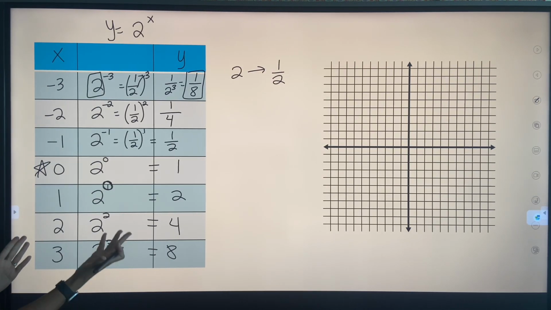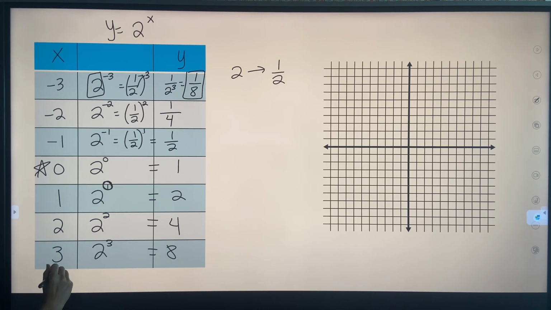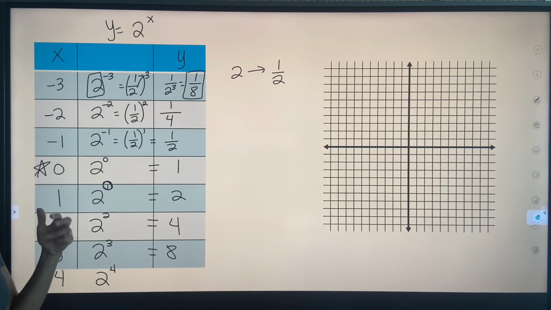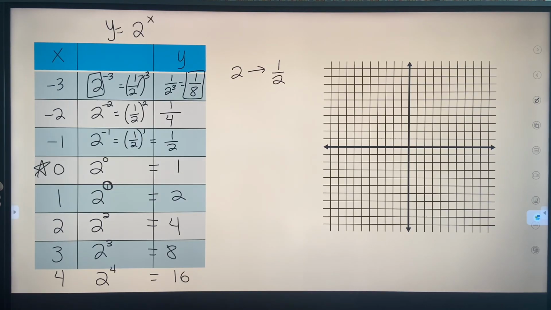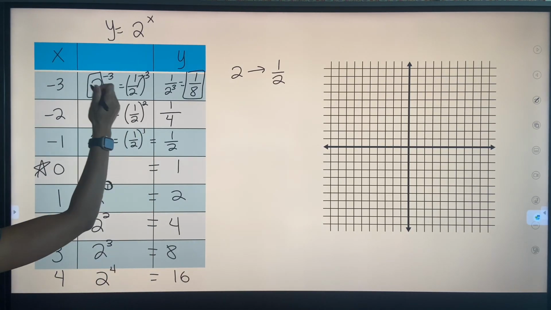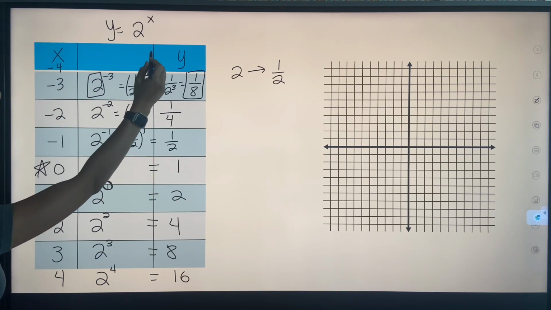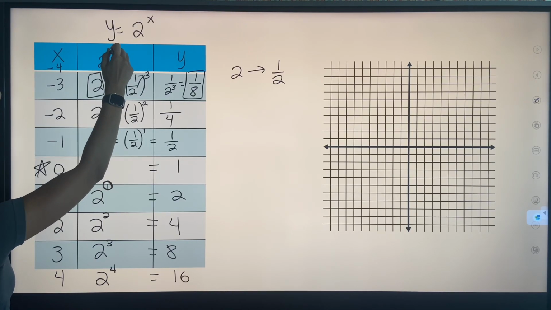Now, I could continue with this pattern if I want to. So I can put a 4 right here, 2 to the power of 4. 2 times 2 is 4, times 2 is 8, times another 2 is 16. So this would be 16. You can also go back. So if I had a negative 4, this would be 2 to the negative 4.